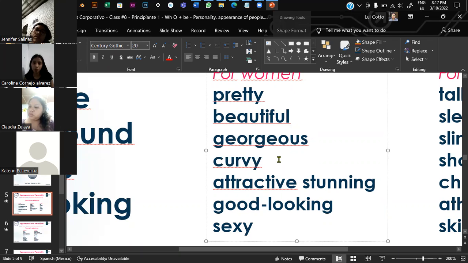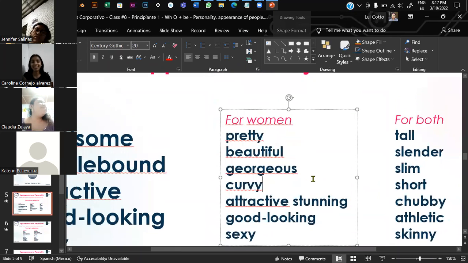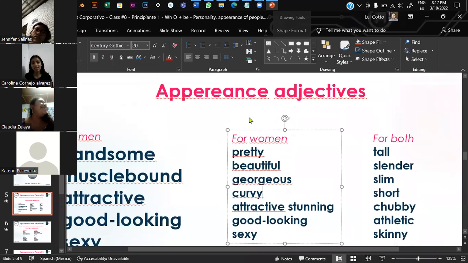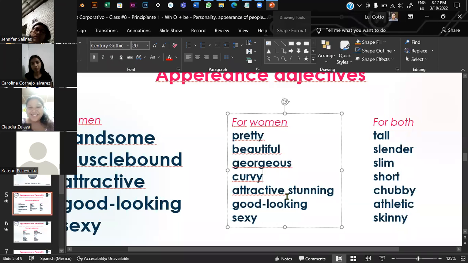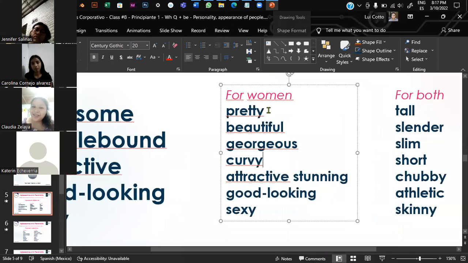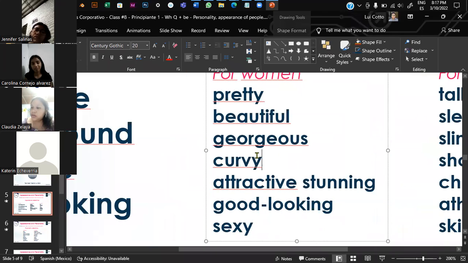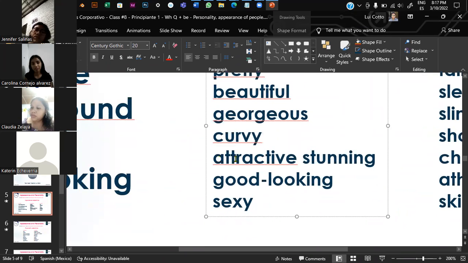Curvy, what is curvy? Ideas. Curves. Okay, curvy, not linear. Curvy. No, we are talking about women and appearance. Remember, appearance adjectives. Yes, in physique, correct. It is for women. You cannot call a man curvy. Only women. Okay. Next one.